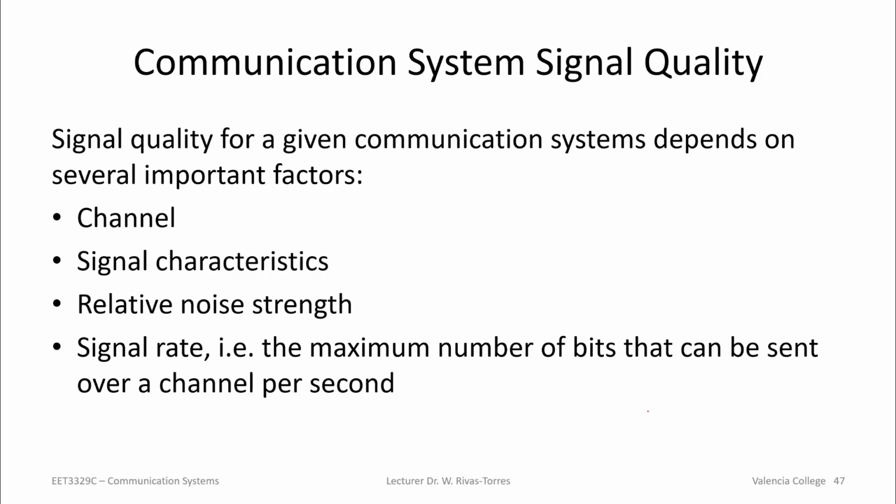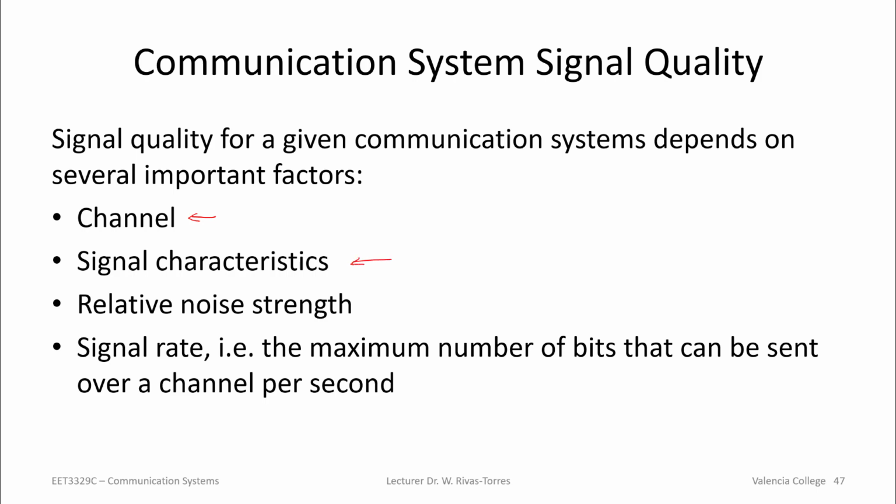Now, the communication system signal quality. Let's talk about this a little bit. The signal quality is going to depend on several factors. Actually, the channel has a lot to do with our signal quality. At the transmitter side, you're creating the signal, so the transmitter guys are in control of their signal. They understand how their circuit works all the way up to the antenna. Now, once the signal leaves the antenna, you're at the mercy of whatever the channel does or is.